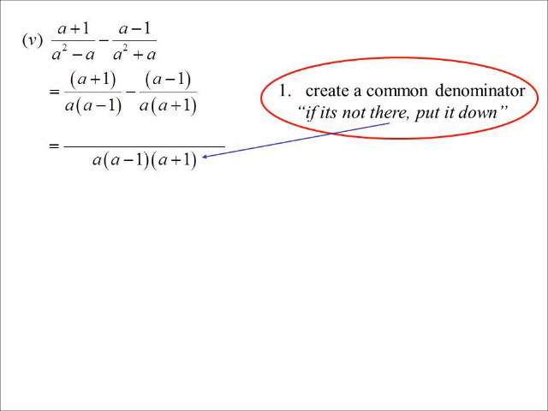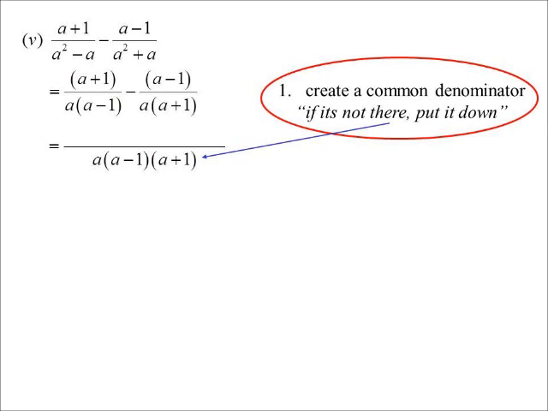I just have a simple phrase that I think, and it's if it's not there, put it down. Right? So let me explain. I'm going to create my common denominator. If it's not there, put it down. A. So remember, originally this is blank. So A, oh, it's not there, I'll put it down. A minus 1, it's not there, I'll put it down. A, oh no, it is there. Beaut. A plus 1, it's not there, put it down. There's my denominator.